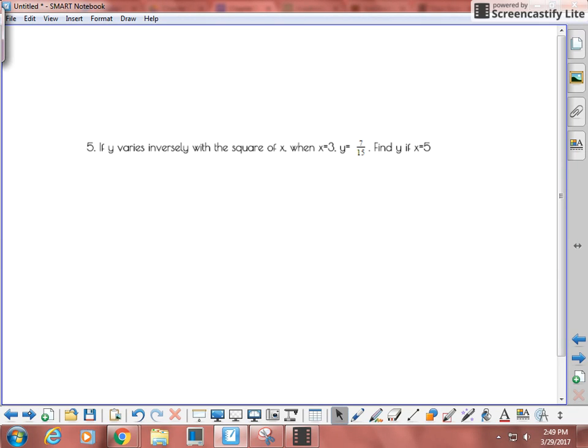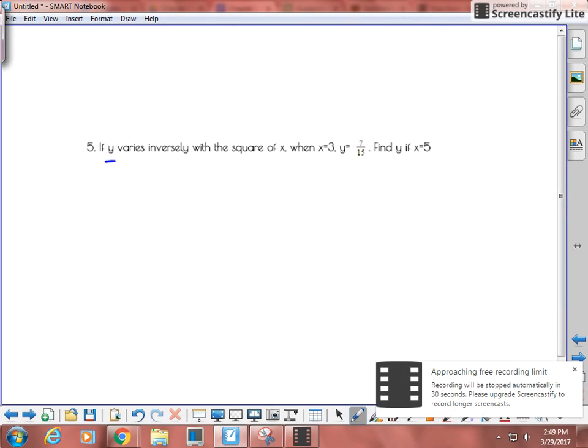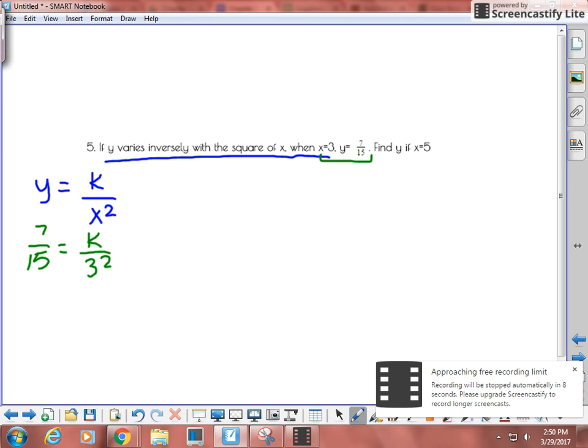Next equation, same sort of thing. Y varies inversely with the square of x. So to vary inversely, I first need my equation. So I need to say that y equals k over x squared. And then I need to plug in as much as I know. So what I know in the first one is x is 3 and y is 7 over 15 equals k over 3 squared. So 7 over 15 equals k over 9. So I can solve this like a proportion or just multiply this to the other side.